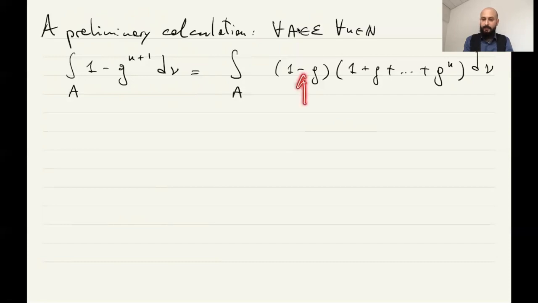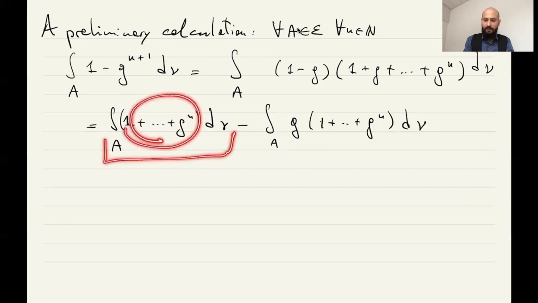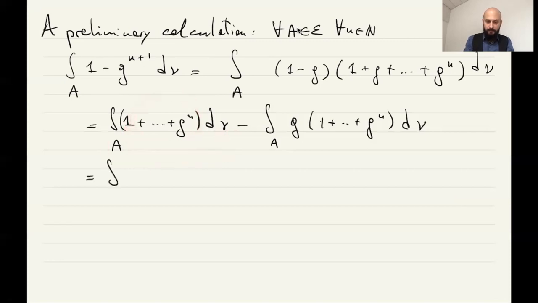Now let's split this sum. So this is equal to the integral over A of (1 plus g to the n) in the nu minus the integral over A of g(1 plus g to the n) in the nu. Now we see the first one as a function integrated in the nu. Now we know that this is equal to the function, or I should put the characteristic of A as well. So now this is g times (1 plus g to the n) integrated in the mu plus nu.